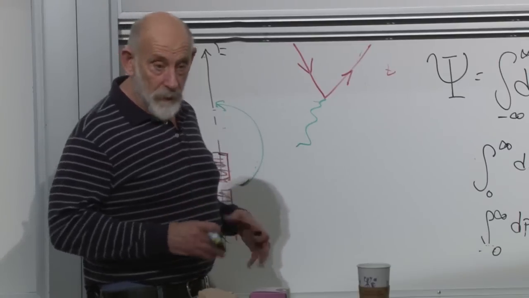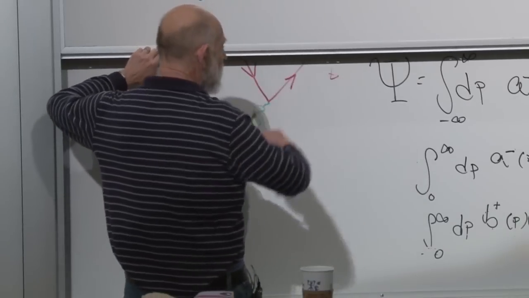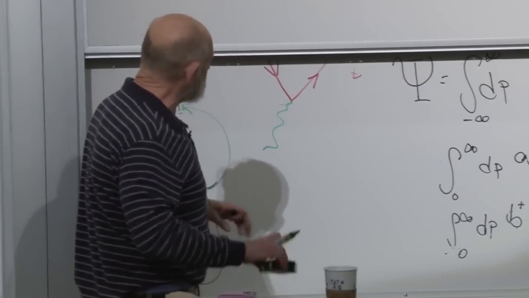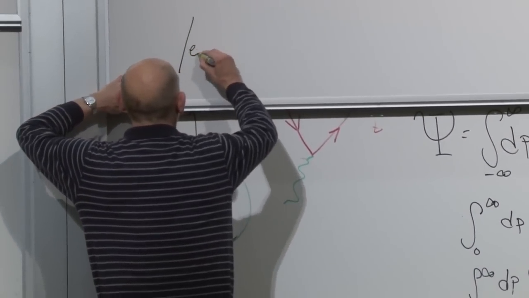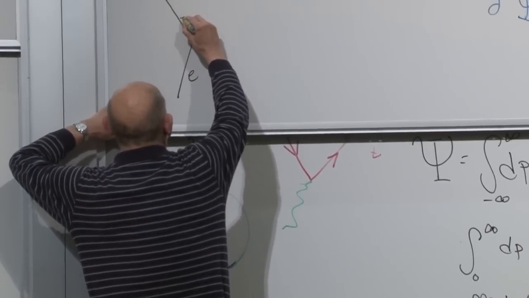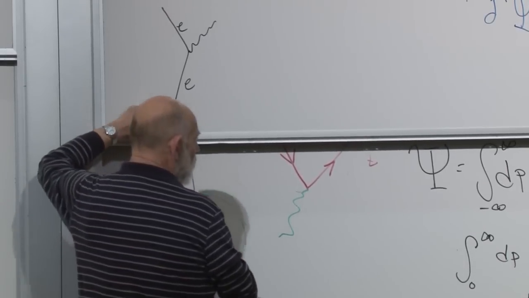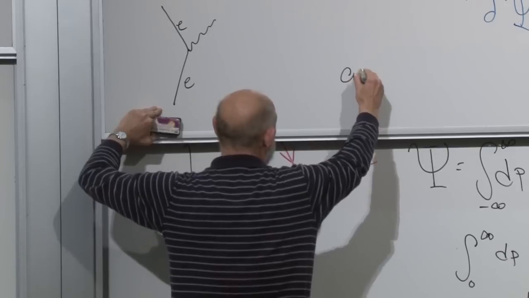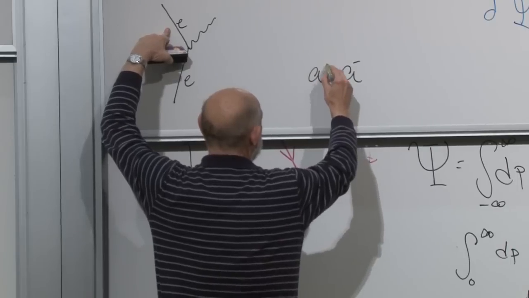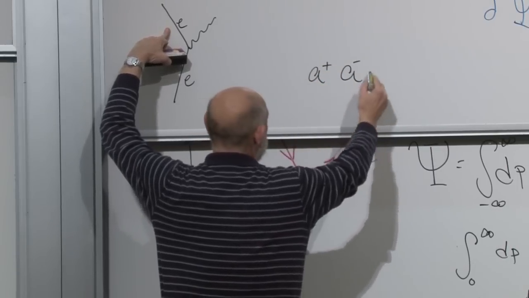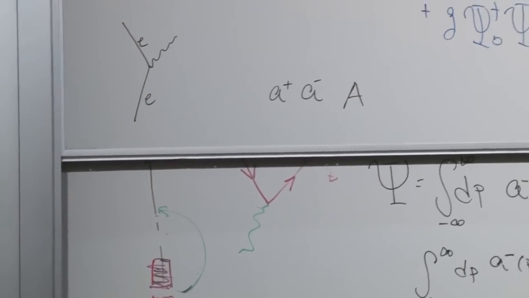I'll give you one example of the kind of thing this does for you. The field operator has two kinds of things. So let's take a process where an electron comes along, emits another electron and a photon. This would be an annihilation operator for an electron, that's an A minus, and a creation operator for another electron, that's an A plus, and a photon operator. Let's call the photon operator A.